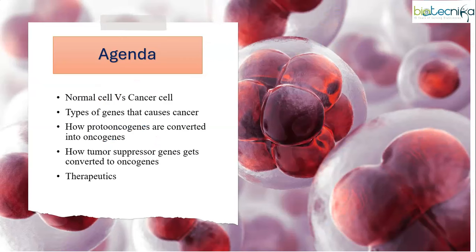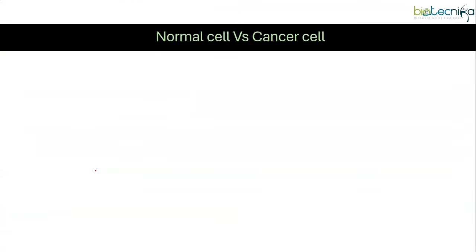So the agenda for today's session is we will be starting with the comparison of a normal cell to that of a cancer cell. What are the types of genes that cause cancer? How a proto-oncogene is converted into an oncogene, and how a tumor suppressor gene is converted into an oncogene. Then the therapeutics related to it. So let's begin with the session now.